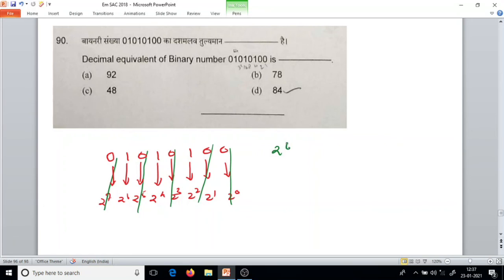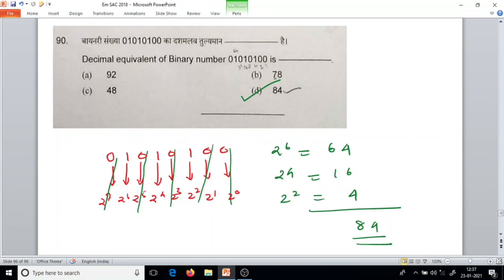So we are left with only three values. Now 2 to the power 6 equals 64. Then what else is left? 2 to the power 4 equals 16. Then 2 to the power 2 equals 4. Now we have to sum it: 64, 80, 84. So the answer is 84 to the base 10. The answer is option D.